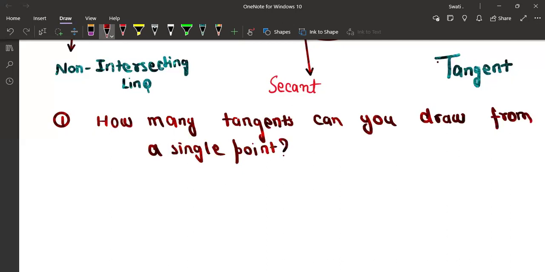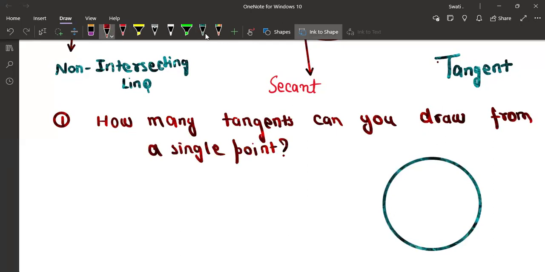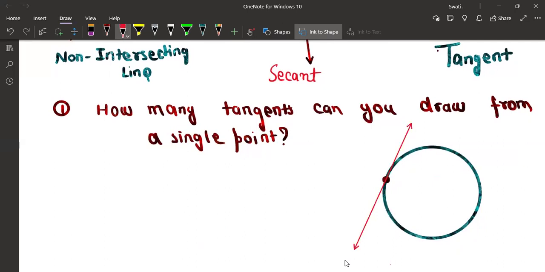What exactly this question is saying, let me make you understand with the help of the diagram. Suppose you have a circle and it is asking how many tangents can you draw from a single point. Suppose I'm keeping a point here. Now through this point, how many tangents can you draw? The answer will be only one. You cannot draw any other tangent except this. You will not say that we can draw like this also. From 1 point, there will always be a unique tangent.